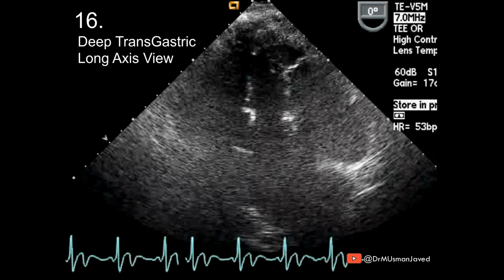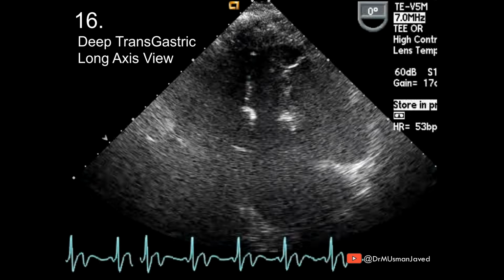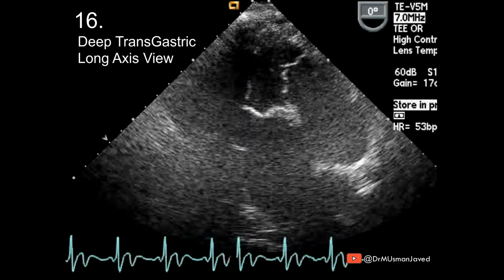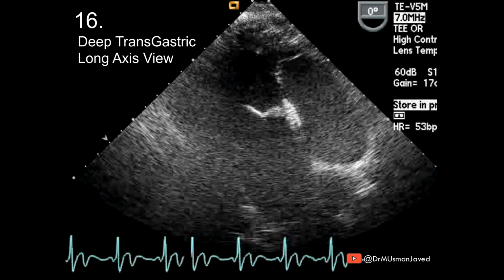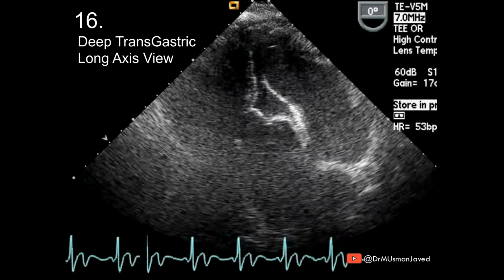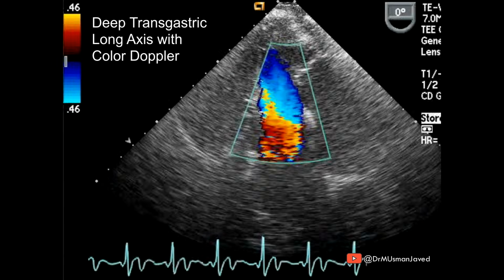By advancing the probe further deep to about 50 centimeters, we get a deep transgastric long-axis view. Here left ventricle is foreshortened, but this view is great to assess left ventricular outflow tract and its gradients.